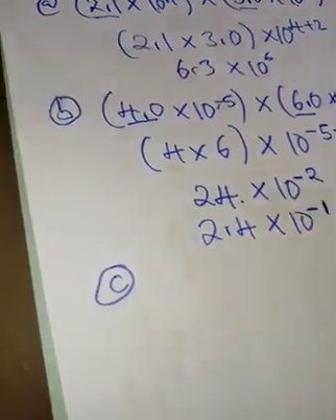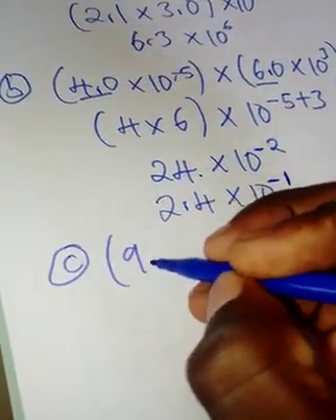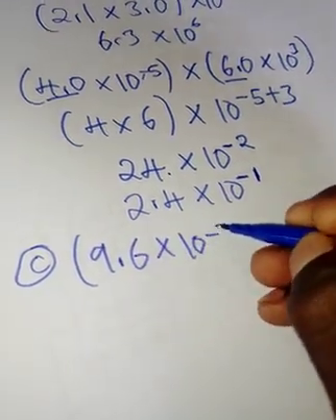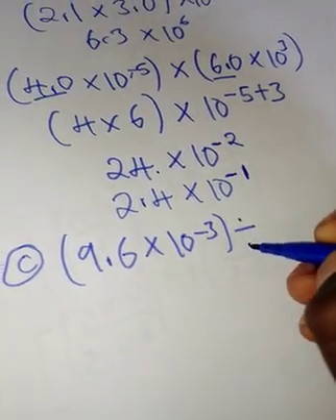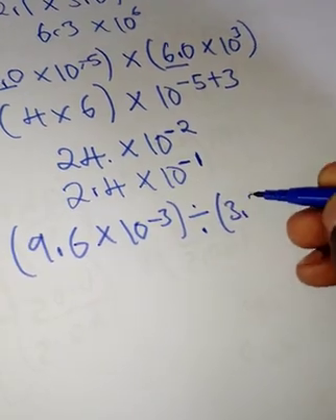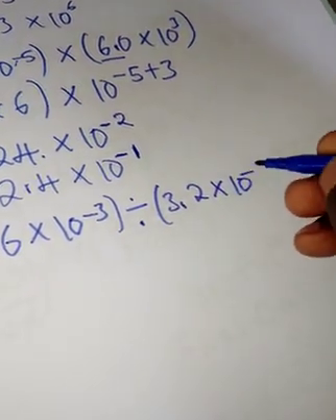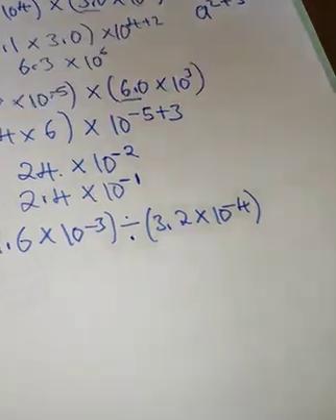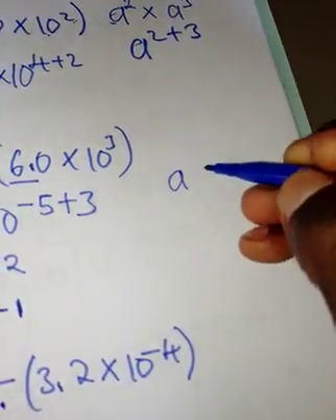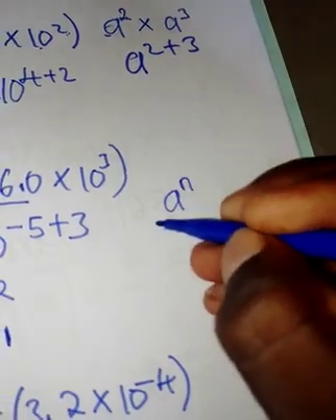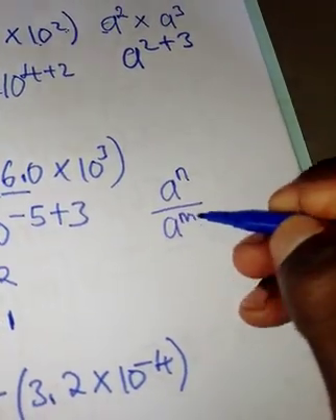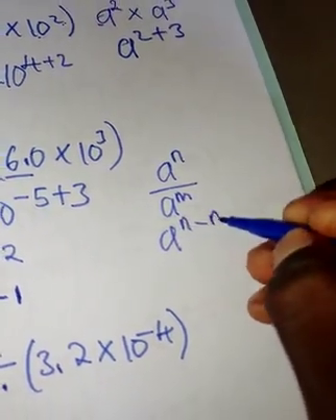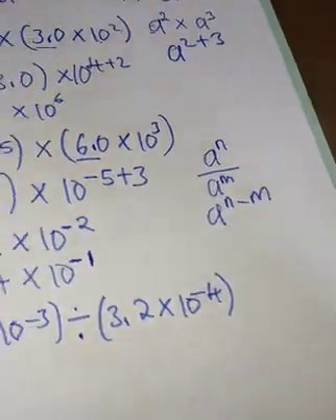Then for C, let's say we have 9.6. Okay, let's try the one for division now. 9.6 times 10 to the power -3 divided by 3.2 times 10 to the power -4. This is for dividing. So we are applying laws of exponents here. When we are dividing, let's say a to the power n over a to the power m. What do you do to the powers when you have same bases? It's a to the power n minus m, right? You subtract the powers for same bases.